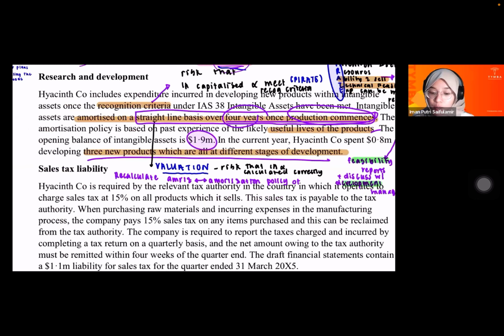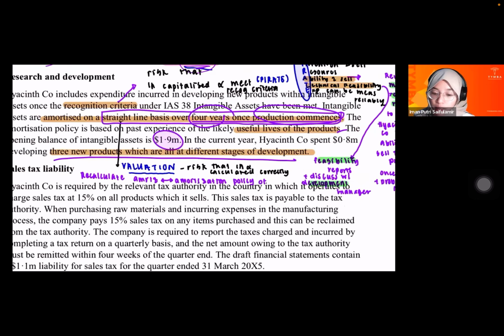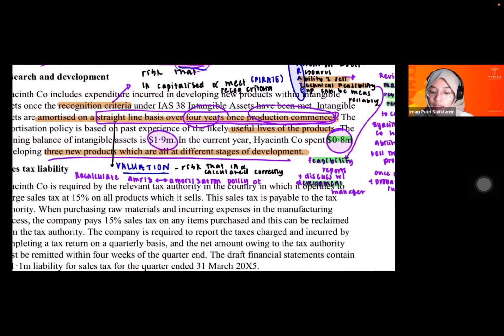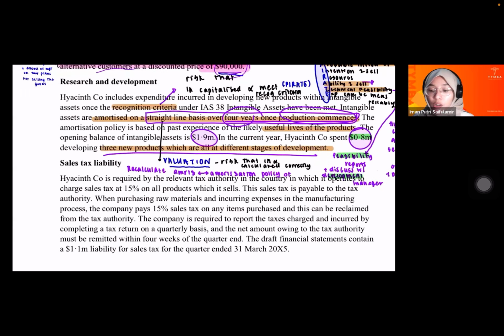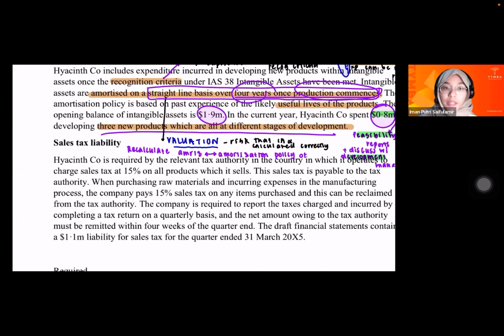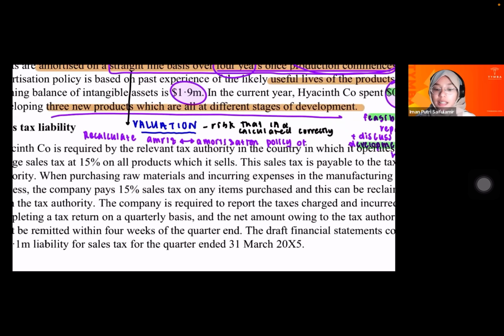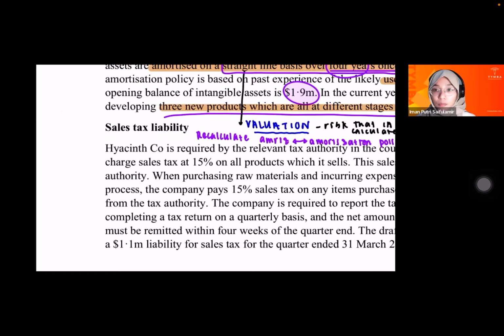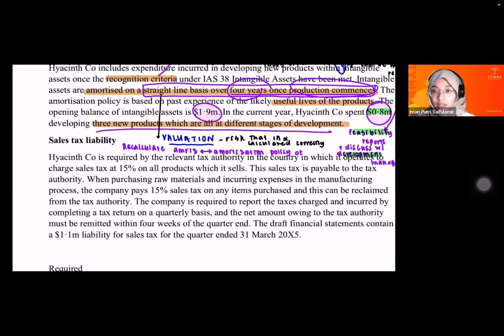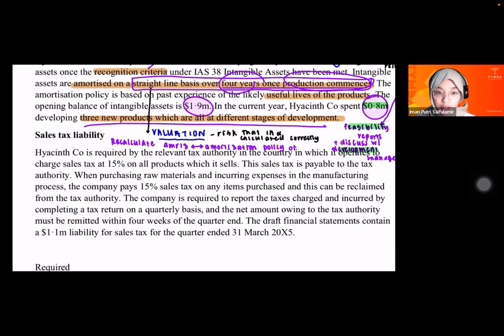Hyacinth Co spent 0.8 million. This 0.8 million, don't forget to include this. Hyacinth Co spent 0.8 million developing 3 new products which are all at different stages of development. Similarly here, this is the same issue, right? Basically, there is a risk that this product does not meet the development criteria. It does not meet the capitalization criteria.